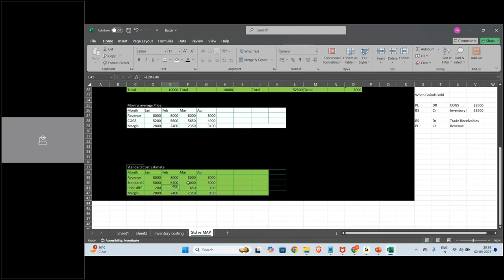If I do that way, my variance is coming to 400, correct? So this is a very good question. Ideally, it is not recommended to change the standard cost estimate throughout the year. I'll give you an example. That will be set for a year, or what is the duration for the standard cost once we set a standard cost? That's what I'm telling you.